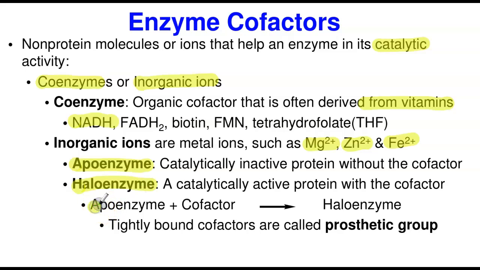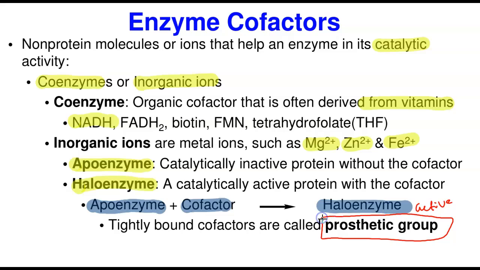So if you combine an apoenzyme plus its cofactor, you have a holoenzyme. And a holoenzyme is an active enzyme that will actually engage in catalysis or catalytic activity. Now, tightly bound cofactors are called prosthetic groups. Remember when I told you earlier when we did proteins, we talked about the example of hemoglobin that has a prosthetic group of heme. So when these cofactors are tightly, intimately bound all the time to an enzyme or to a protein, we call them prosthetic groups.